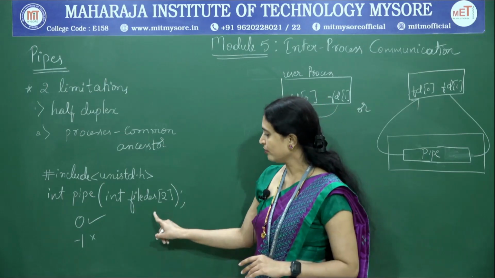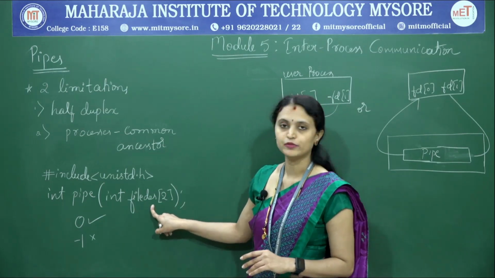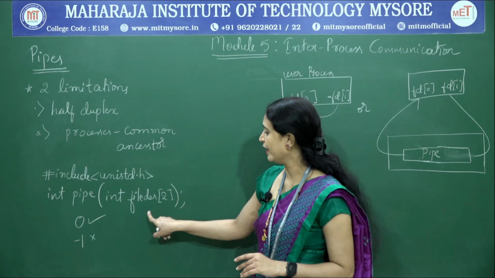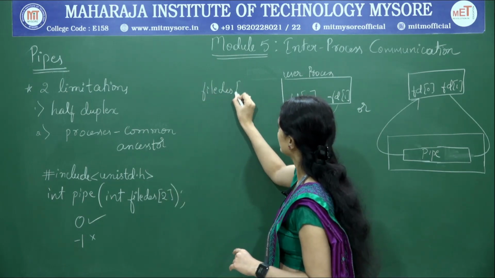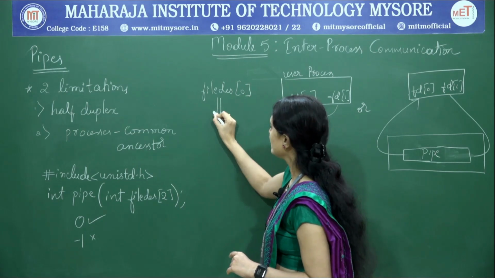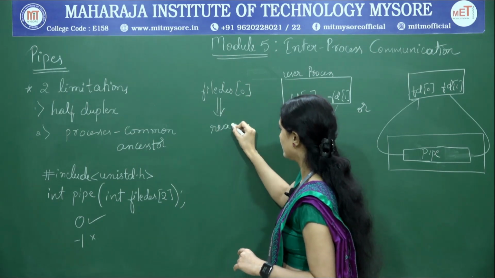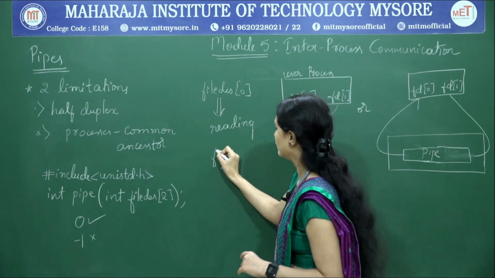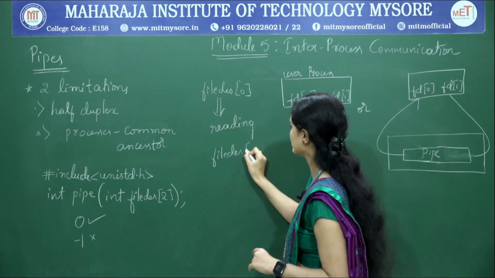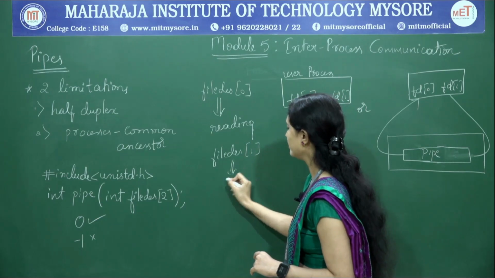So the argument is file descriptor of 2. Here the file descriptor of 0 is used for reading, and the file descriptor of 1 is used for writing.